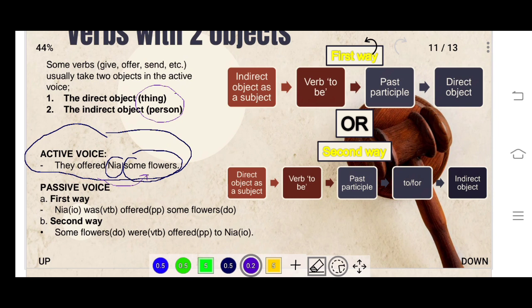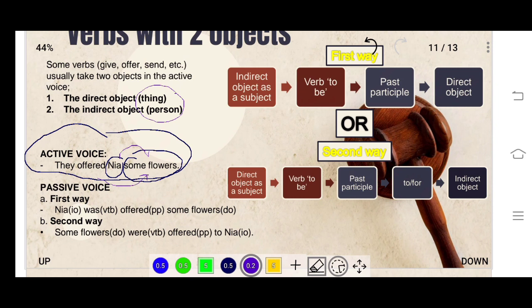So for the indirect object, if Nia isn't there, it is okay, but some sentences will have two objects. Basically, they offered Nia. If we put the indirect object and don't put some flowers, we don't know what they offered Nia, because the indirect object also refers to the direct object. So they offered Nia what? Some flowers.